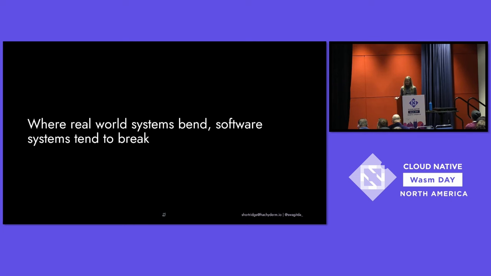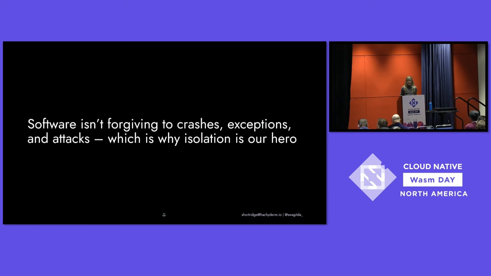We don't really have this in software though, right? When real-world systems bend, most of our software systems actually break. And software system parts are actually quite brittle. They can crack easily. And software just isn't as forgiving to crashes and exceptions and attacks. That's why isolation has been the fundamental driver of all the major improvements to software resilience.